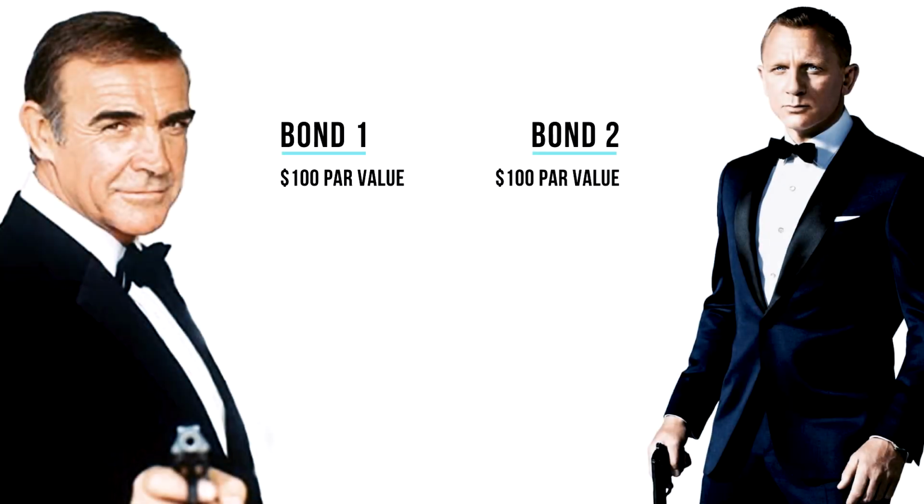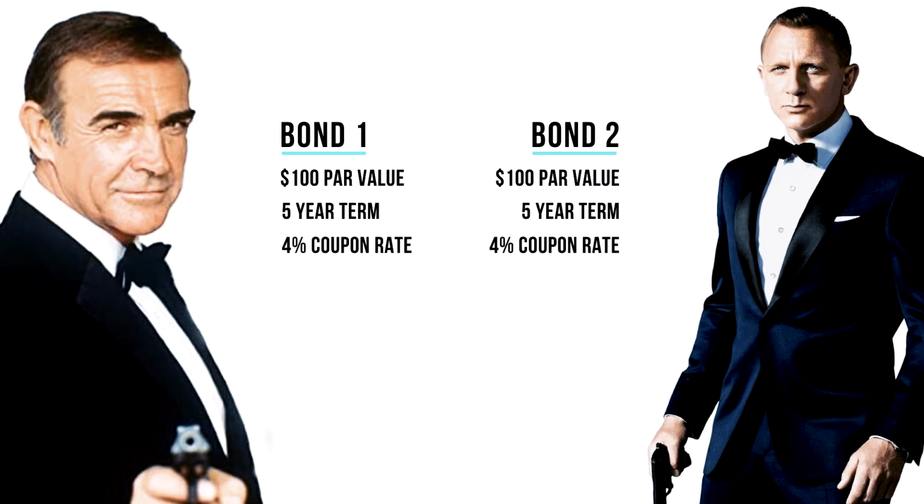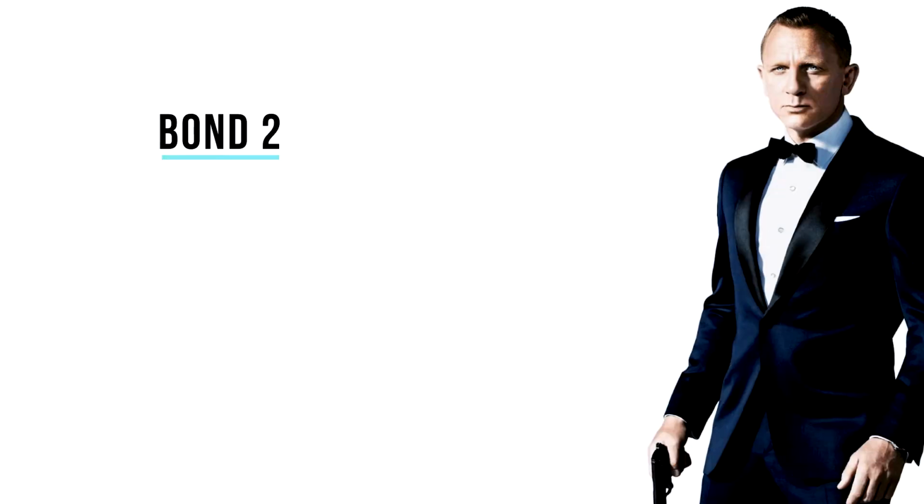Two $100 bonds are issued at the exact same time. Both have a 5-year maturity and both have an initial coupon rate of 4%. The only difference between these two bonds is that one is a fixed rate and the other is a floating rate bond. The floating rate bond has its coupon pegged to the 90-day bank bill swap rate.